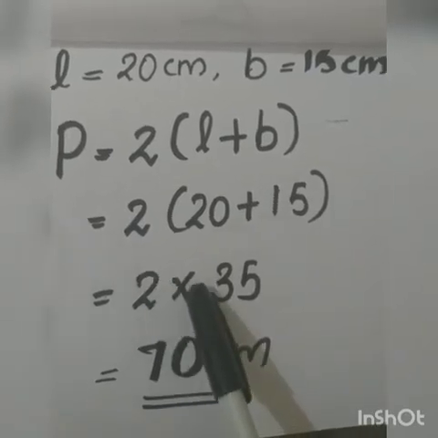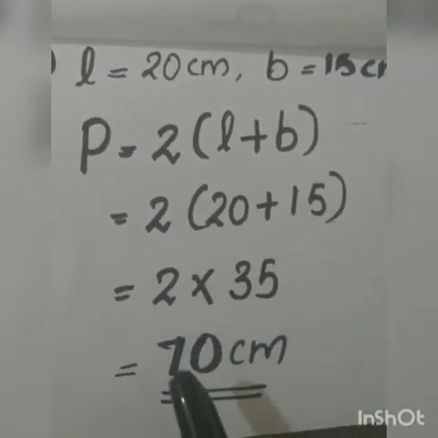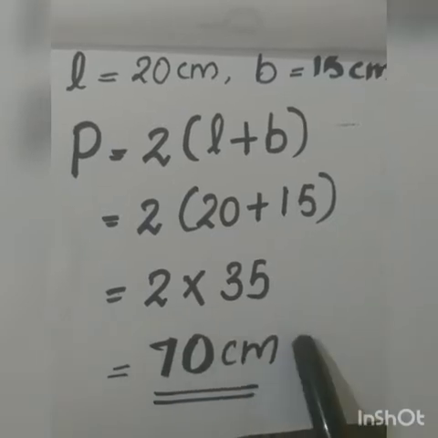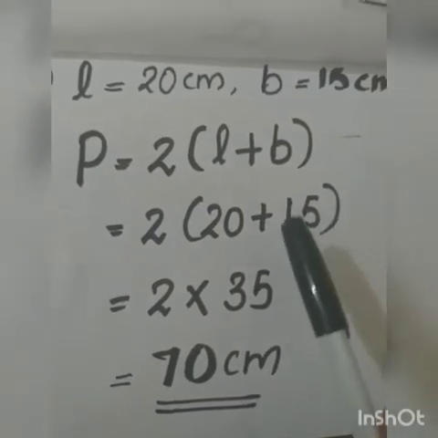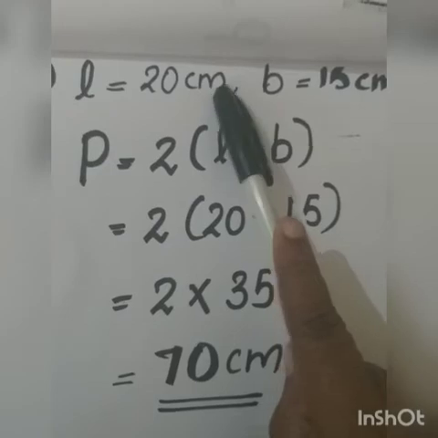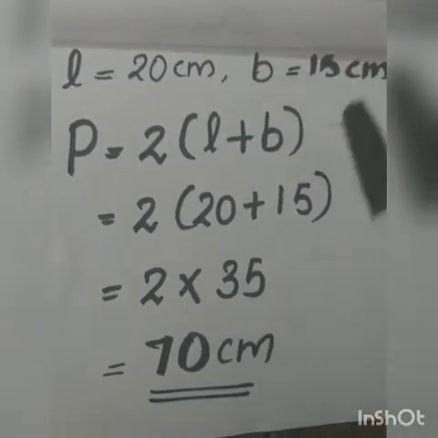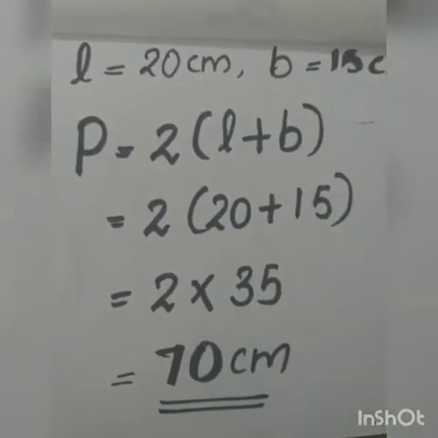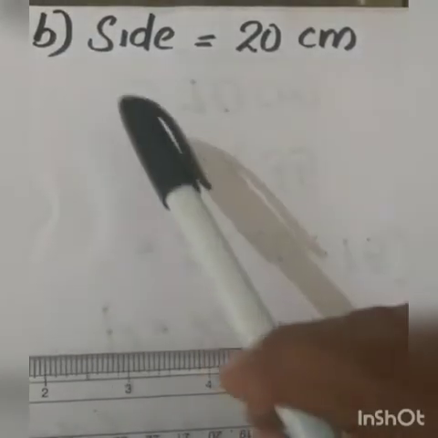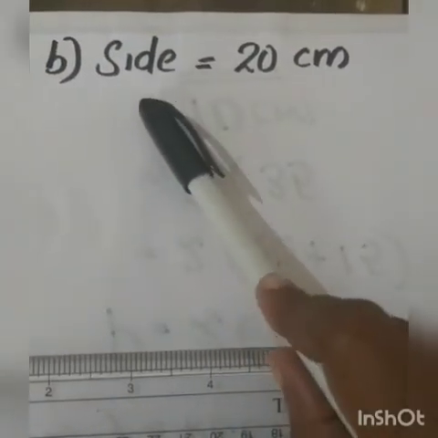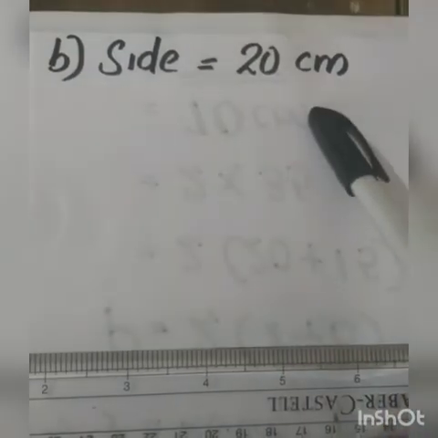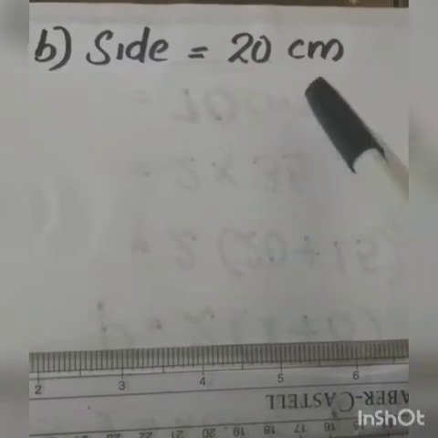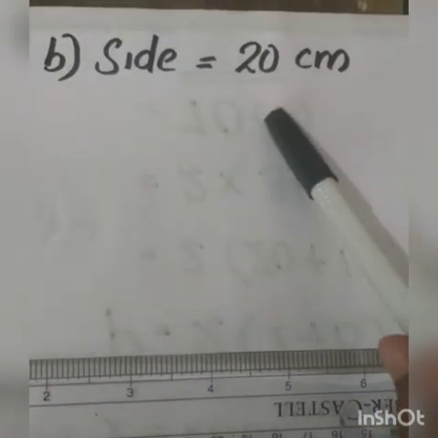So 2 into 35 gives you the perimeter, 70 centimeter. So the perimeter of a rectangle with length 20 centimeter and breadth 15 centimeter is 70 centimeter. Next question, find the perimeter of a square with side 20 centimeter. That means we have to find the perimeter of a square with side 20 centimeter.